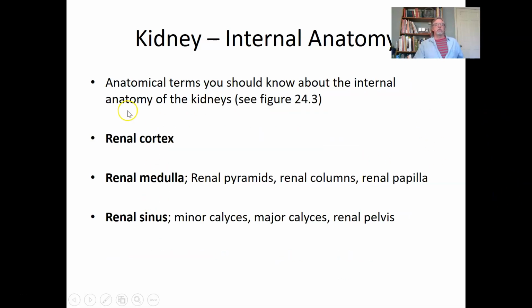Okay, so this slide is just listing some terms. These are going to be on the next couple of slides showing the internal anatomy, and I would expect you to know these. That's a hint. You will probably see a section of a kidney and be asked to label or identify different parts that are indicated. So you should definitely know these structures.